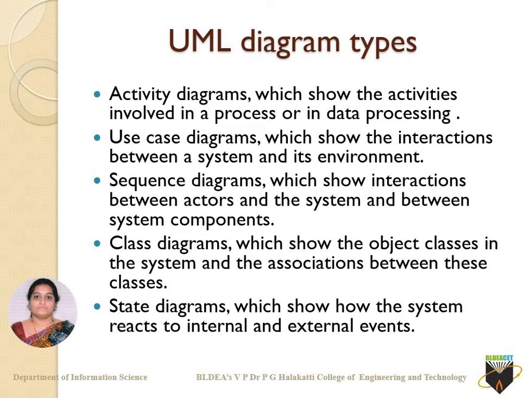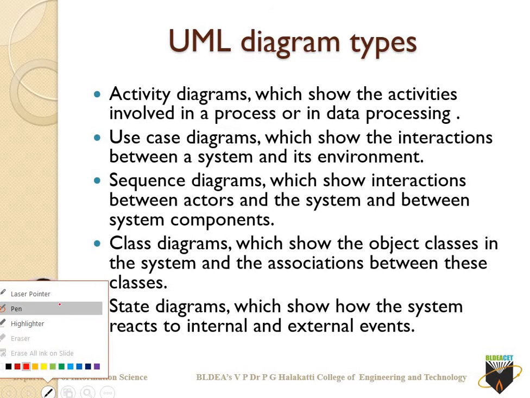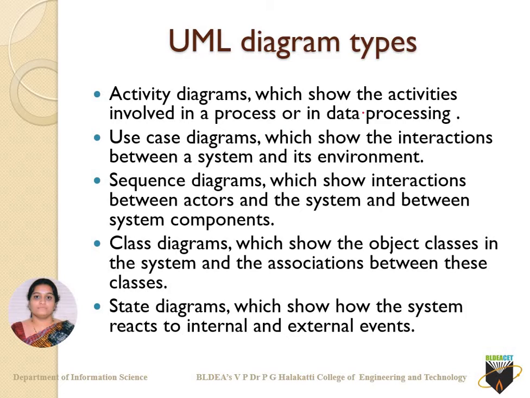There you came across 3 different types of model, if you remember. One is class model, the second one is state model, and the third one is interaction model. With these 3 different types of models which define the system perspective, I have different diagrams which are supporting these models. Those are called activity diagrams, use case diagrams, sequence diagrams, class diagrams, and state diagrams. Individually, it is self-descriptive, and the slide will tell you what you mean by an activity diagram. Activity diagram shows the activities involved in the process or data processing.